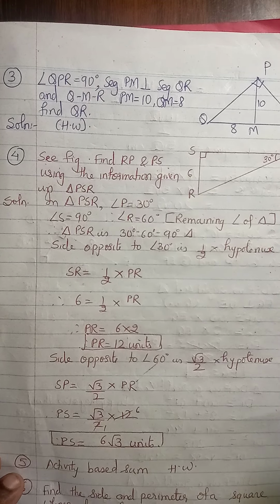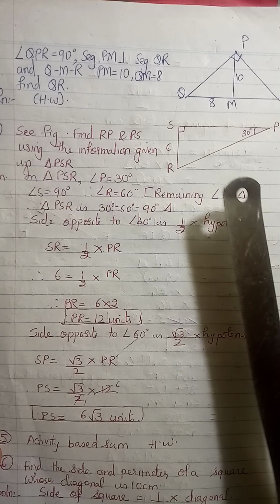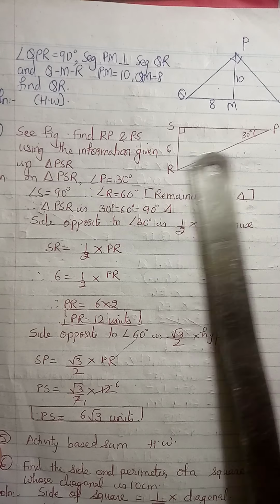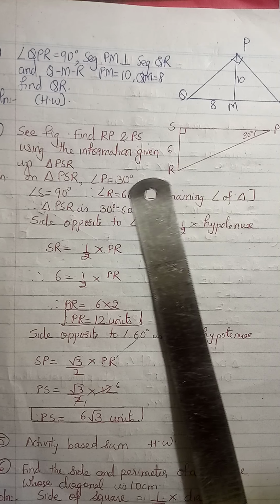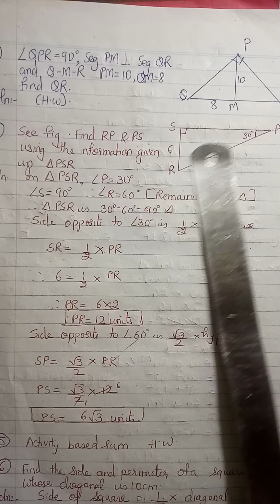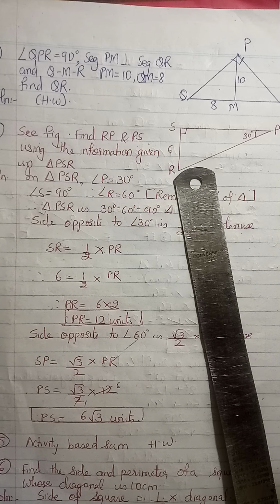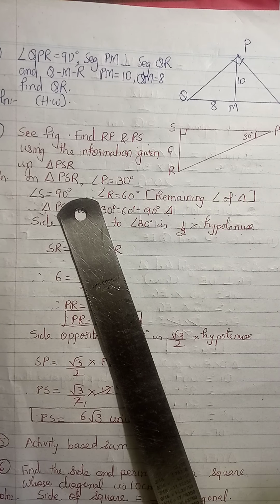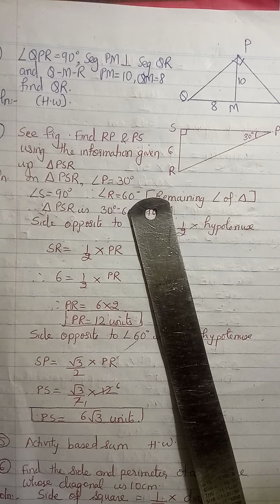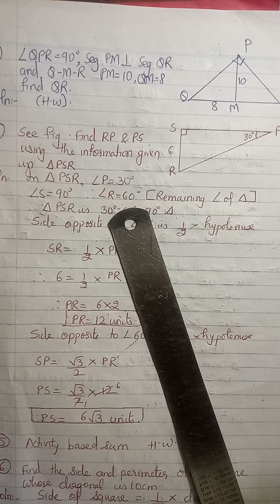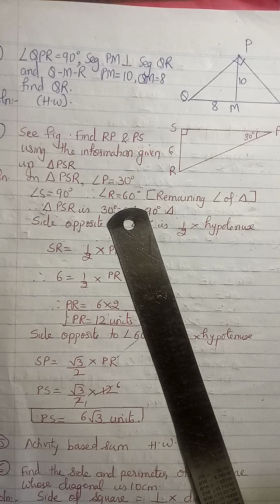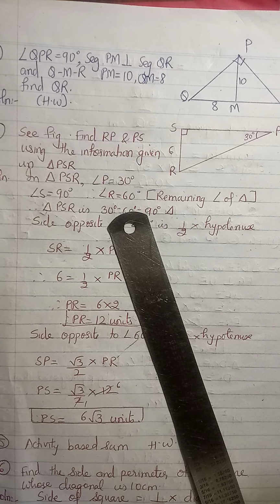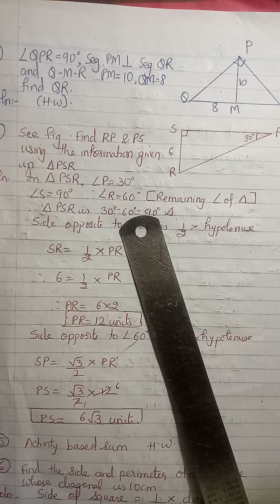Now, question number 4. In the adjoining figure, triangle PSR. Already given angle P is 30 degrees, angle S is 90 degrees, and the value of SR equals 6. So now in triangle PSR, angle P equals 30 degrees, angle S equals 90 degrees. So therefore angle R has to be 60 degrees. Reason, remaining angle of a triangle. Two angles we know, the third angle we can easily assume has to be 60. Then only together it becomes 180.